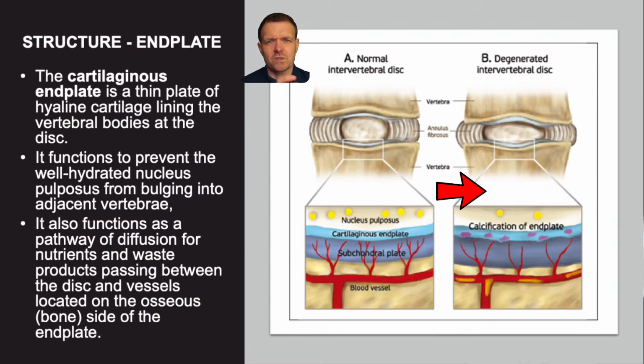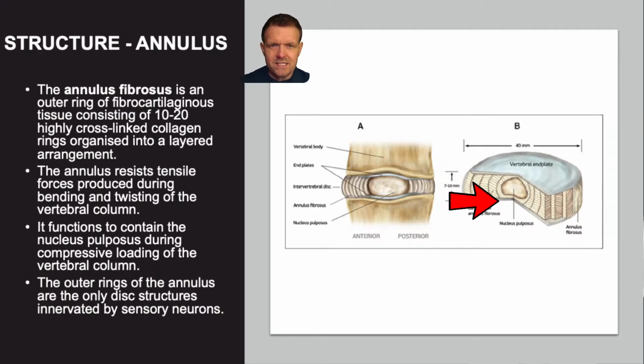So the disc will start to dehydrate basically as we get older, and like I said, we see that in the literature. This is what the annulus looks like when it's cut through. So we've got lots of these circumferential rings. There are between 10 and 20, depending on the vertebra that we're looking at. And they're all in different directions so that the disc has integrity in every direction.